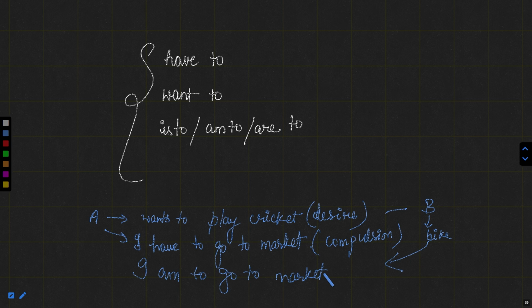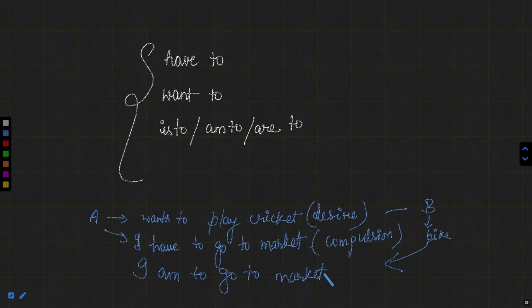But if A wants to do something, it means it is his desire. And if I say I have to go to market, or A said he has to go to market, it means it is his compulsion. So have to shows compulsion, want to shows desire, and is to, am to, are to just show that this work has to be done by them, or this work is to be done by them.